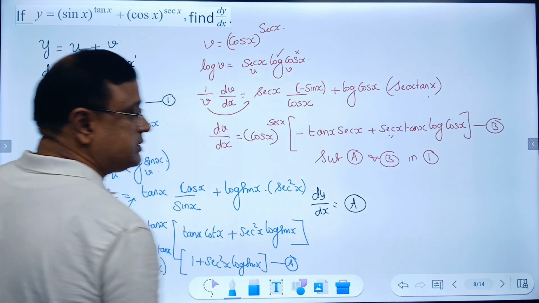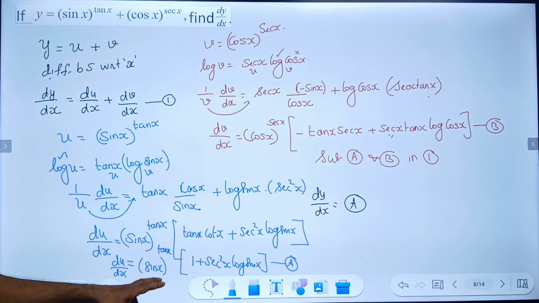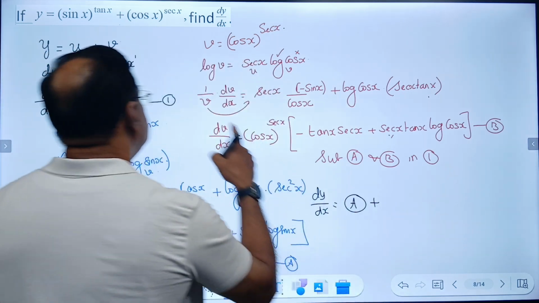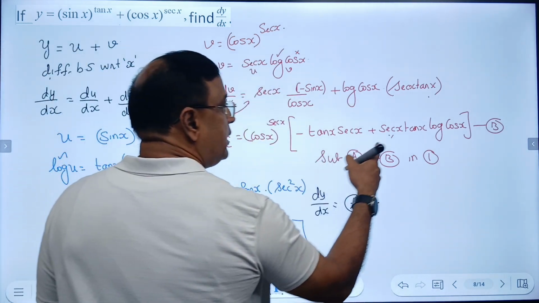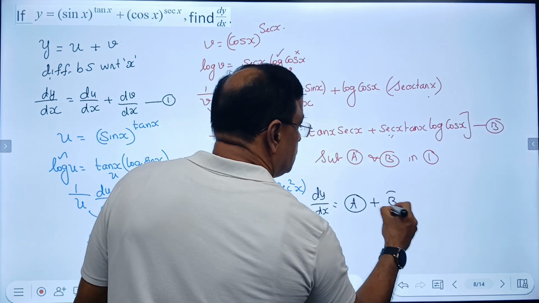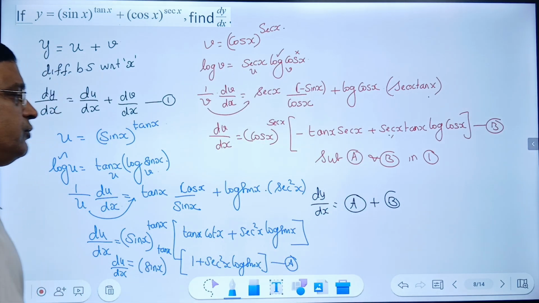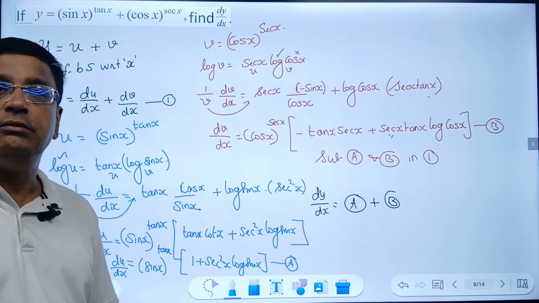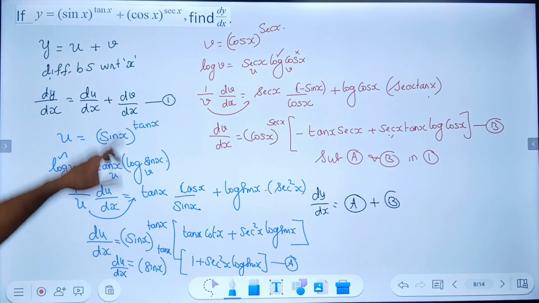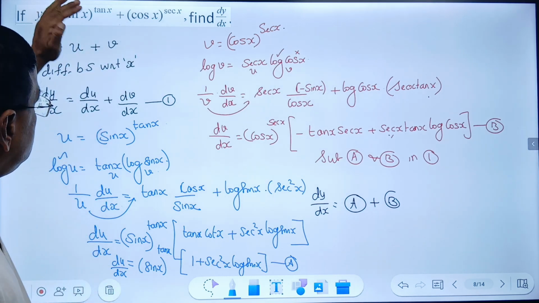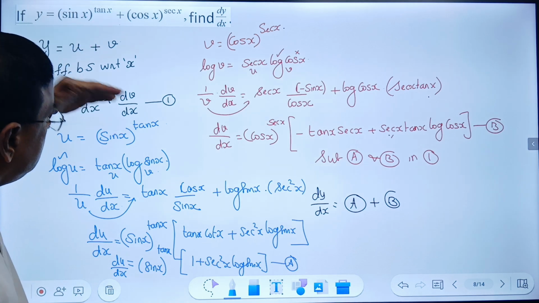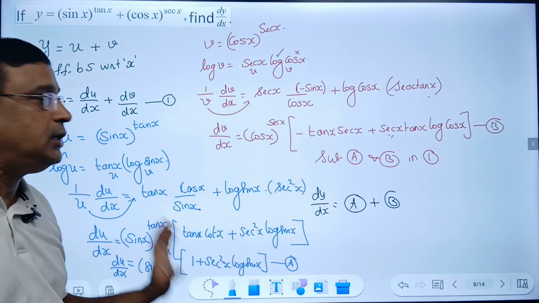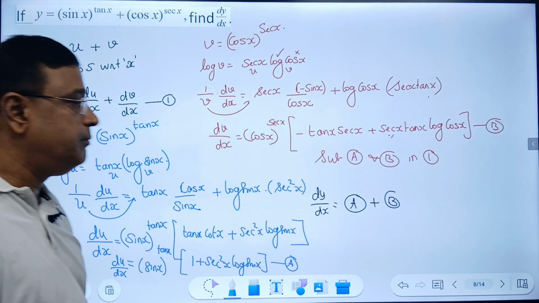Don't write like this in the exam. I'm just writing so I don't waste my time. Write this A plus, what is dv by dx? My dv by dx is this b. So both the terms should be written. No need to simplify any further, you can just leave it there. I hope you are clear with this. Here the mistake is don't take log on both sides. First take it as u and v, then differentiate u separately, differentiate v separately and put them together. Am I clear?